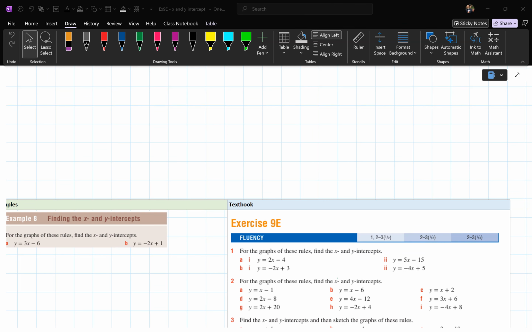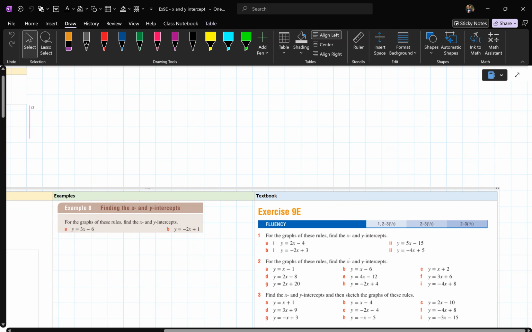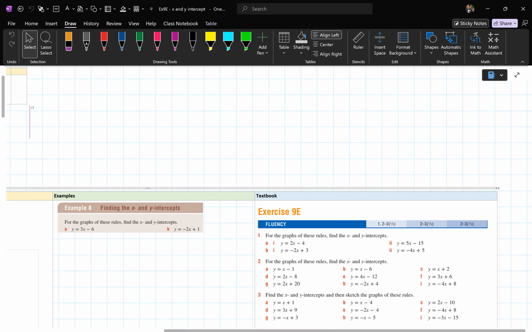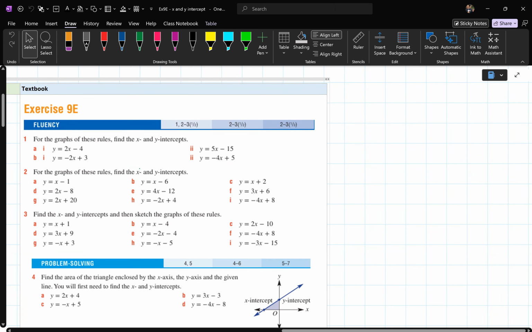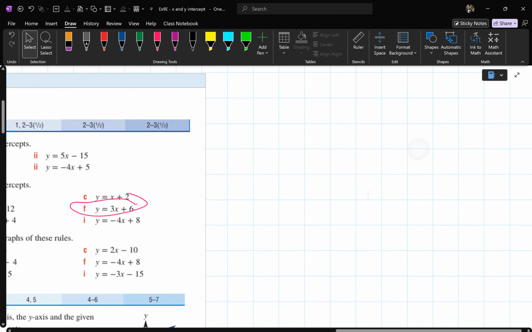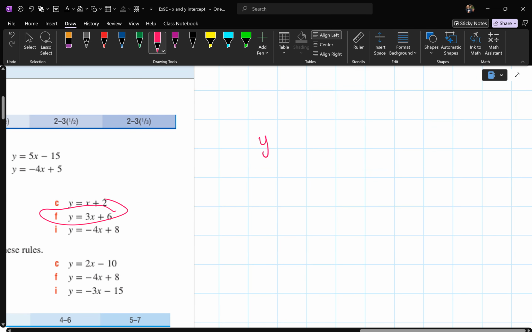Hi there, Year 8. In case exercise 9E, x-intercept, y-intercept is confusing, this video is very example-based, so I'll just pick out the examples and do a few so you get a feel of it, okay? Let's pick out this question, F. So y equals 3x plus 6.